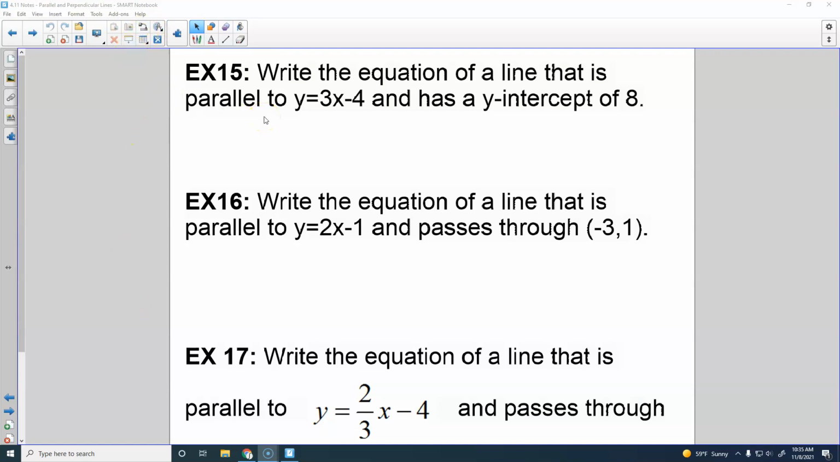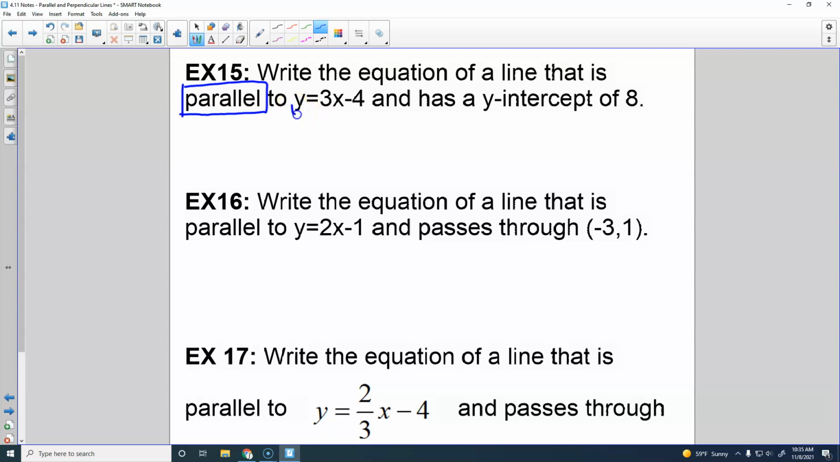So, to write the equation of a line that is parallel to y equals 3x minus 4 and has a y-intercept of 8. What's the most important word here is parallel. Okay, so it is not y equals 3x minus 4, but it is parallel to y equals 3x minus 4.